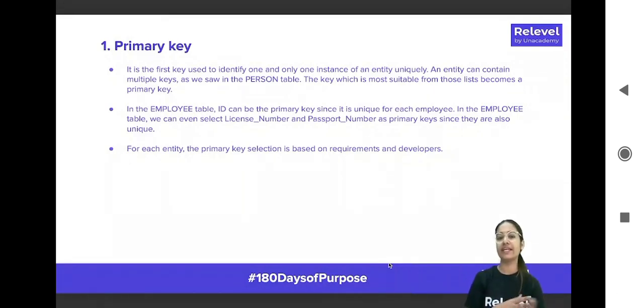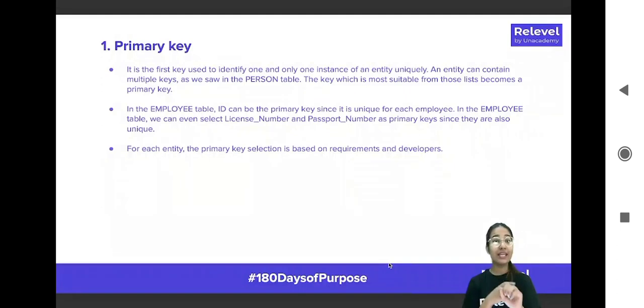As we saw already in the example of the persons table, any key that is used to identify a particular entity uniquely can be considered a candidate for primary key, and one table can have multiple such keys, but every table will have a primary key. For example, in the students table, the ID was the primary key. But in the persons table, license number, passport number and SSN were all such keys. The key which is most suitable from those lists becomes the primary key.